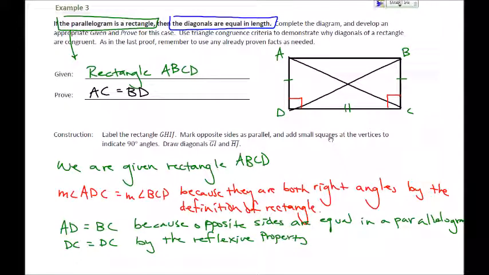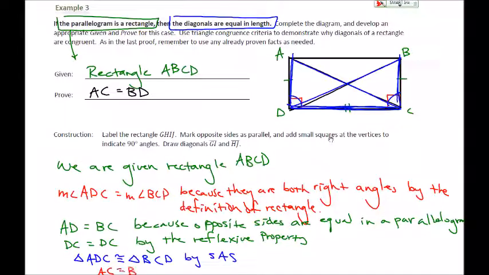Again, we were looking at this triangle and this triangle, and hopefully you see we have side, angle, side and side, angle, side. So these triangles are congruent by side, angle, side. A corresponds with B, D corresponds with C, and C corresponds with D. And now that I have congruent triangles, all the corresponding sides and angles are congruent. Specifically, AC is equal to BD. I'm out of room, but these are corresponding sides of congruent triangles. And that's the proof that the diagonals are equal in length in a rectangle.